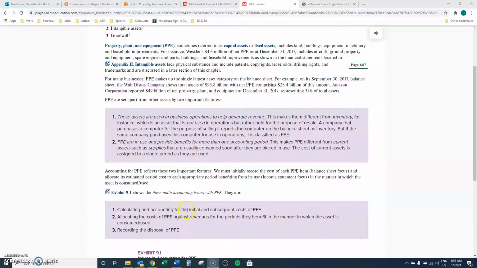And then there are three issues that we're going to take a look at when it comes to PPE. One is calculating the initial cost and any subsequent costs that come up for PPE. Then we have to learn how we're going to allocate those costs over the different periods. So how long is this property, plant, and equipment going to be in use? And then we allocate the cost over that time period. That way we're matching the expense with the revenue that it's generating. And then how to record the disposal. So these two things are of note in the first section.